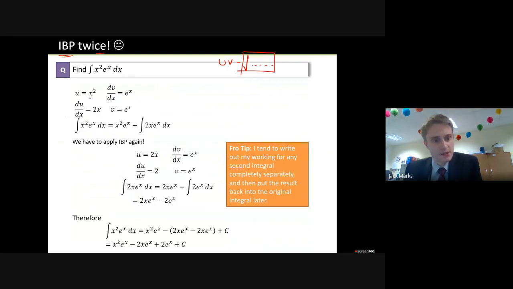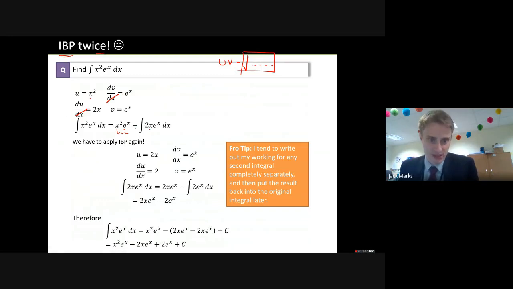LATE says that x squared should be the u. So du is going to be 2x. I don't like the way they've written this. I would write this the other way around. dv is e to the x, so v is e to the x. So that sounds pretty normal. You plug these numbers into the formula, and this is what you get.